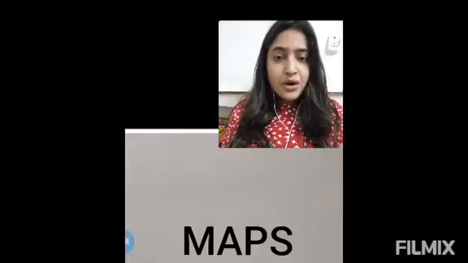So, we can use maps to study the earth, right? Now, what are maps? You all must have studied about this in your previous classes, right? So, let's quickly revise this topic. Maps are basically the drawing of the earth or a part of the earth on a piece of flat paper, right? We can use maps to study a part of the earth or the entire earth, right?